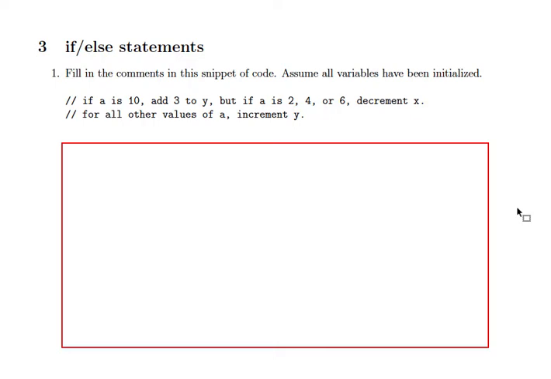Final exam practice, question 3, if-else statements. Number 1, fill in these comments. I'm going to type them here so you don't have to go through the pain of watching me try to write with my pen tablet onto the screen.